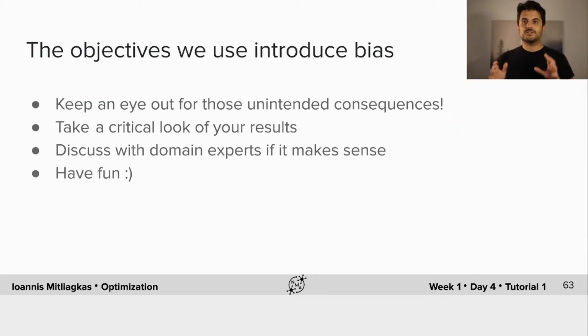These examples are just to give you some idea that a lot of the choices that we make, and most of the choices that we make when designing a machine learning system, have impact and consequences that we sometimes do not understand, okay? And sometimes those consequences can be bad. We have to keep an eye out for those unintended consequences, take a critical look into our results, and if possible, discuss with domain experts in cases where it makes sense. And otherwise, have fun. Be mindful and have fun.